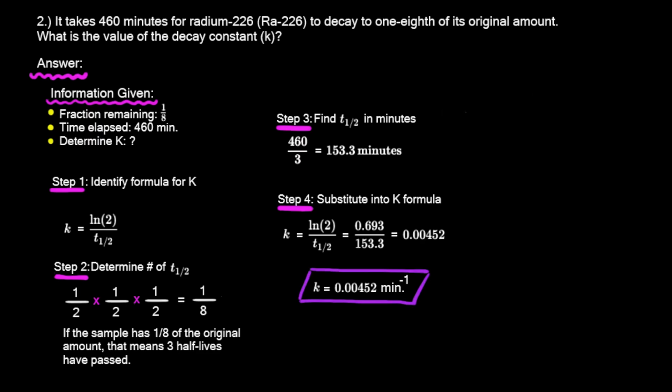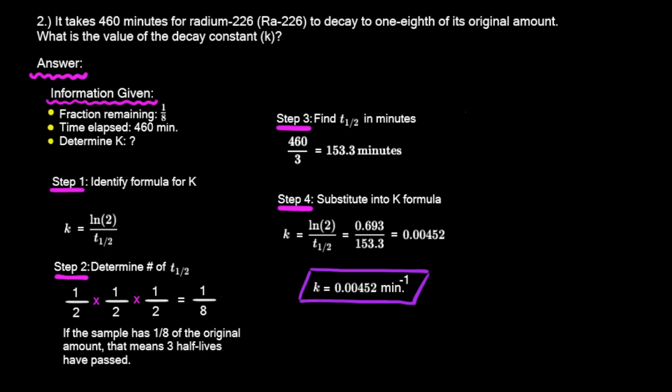Here we are given some information and asked to find the value of the decay constant K. The information provided is as follows. The fraction of the substance radium Ra-226 remaining is 1/8, meaning only 1/8 of the original amount remains after a certain amount of time. The time elapsed is equal to 460 minutes, and we also need to determine the value of K. There are several ways to solve this problem, but let's follow the method outlined on this slide.